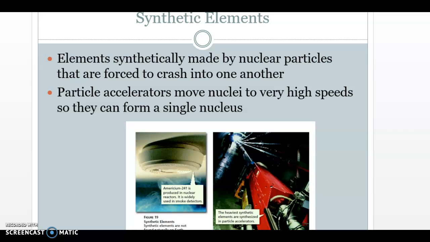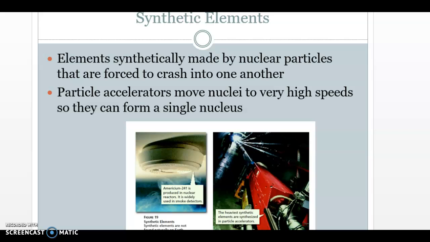So if you have enough protons that you're able to force together with neutrons into that single nucleus, you can create a new element. So these nuclear particles are forced together. Once you get the protons and the neutrons in the nucleus, the electrons should follow because of the charges that the protons have. And then you have yourself a brand new element.